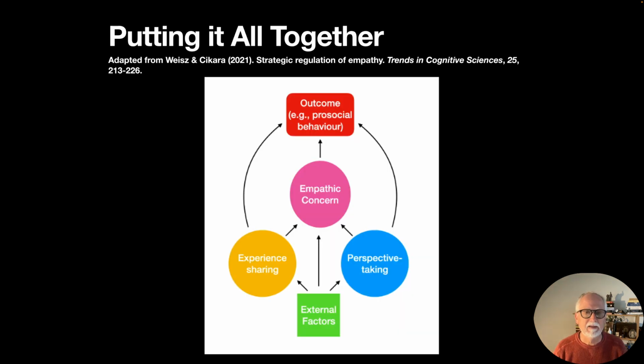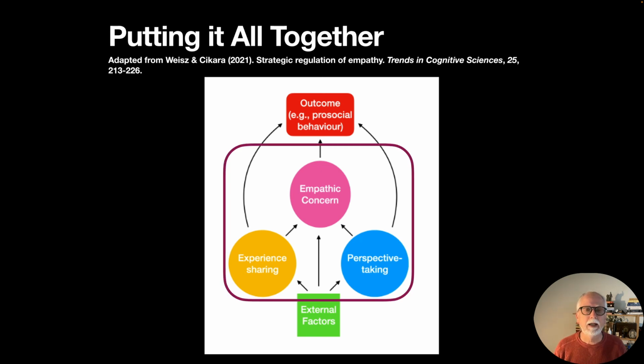Now let's put it all together and try to understand how experience sharing, perspective taking, and all this comes together to have us feel empathy for somebody. Again, putting it all together this way, trying to understand how empathic concern or sympathy arises from experience sharing and perspective taking. Or if you don't even want to call it sympathy, just generally an empathic response overall that might lead us to be more pro-social.